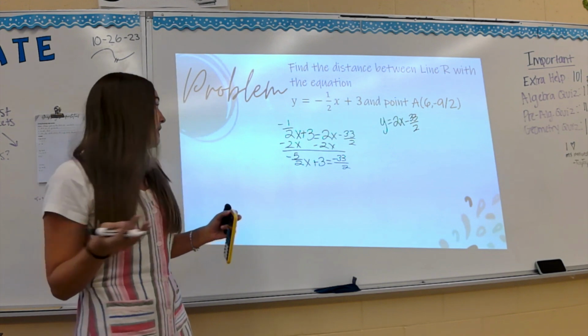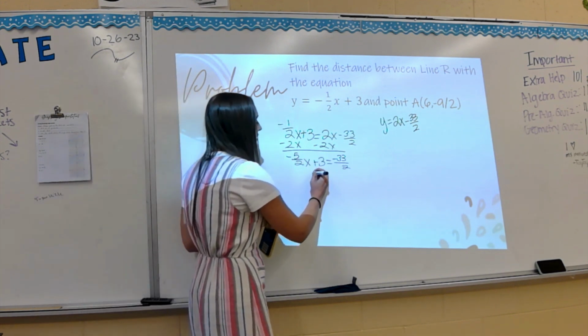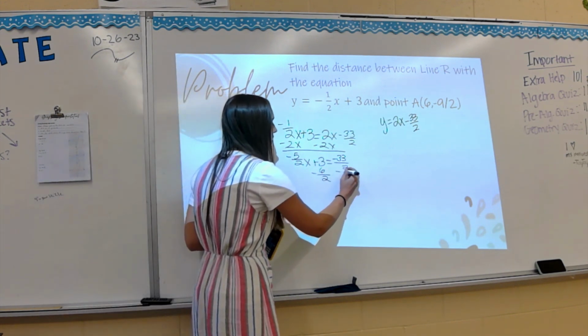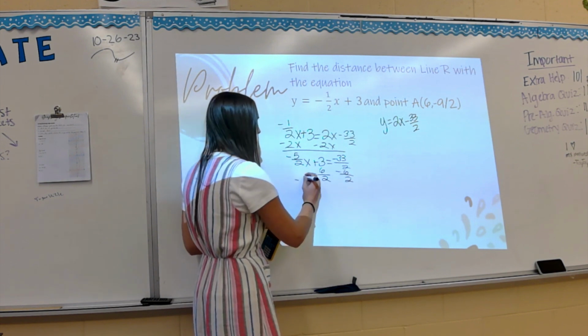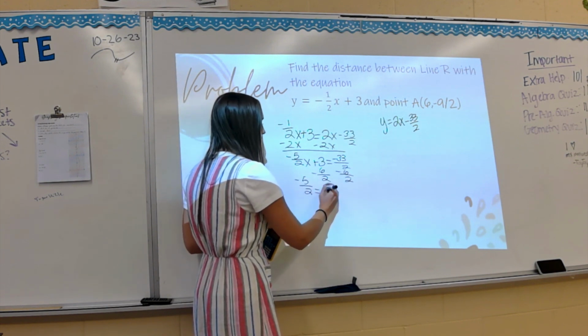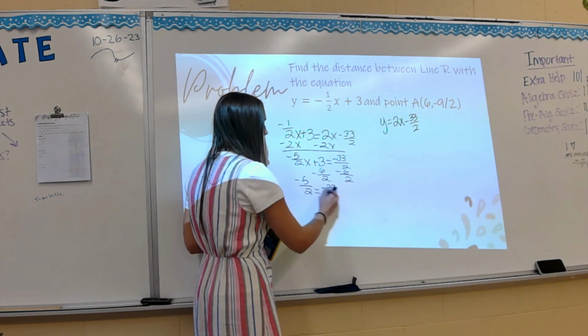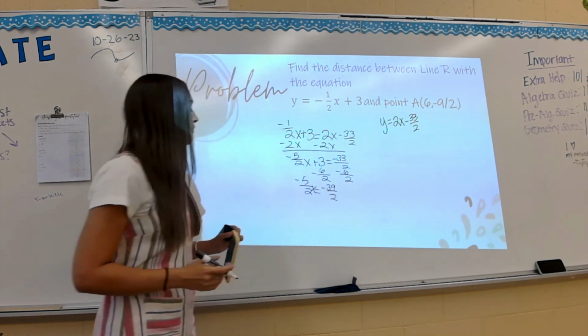I'm going to use the common denominator again. If I subtract 3 over, that's the same thing as subtracting 6/2. So I get negative 5/2 x equals negative 39/2. I have that x attached to it.